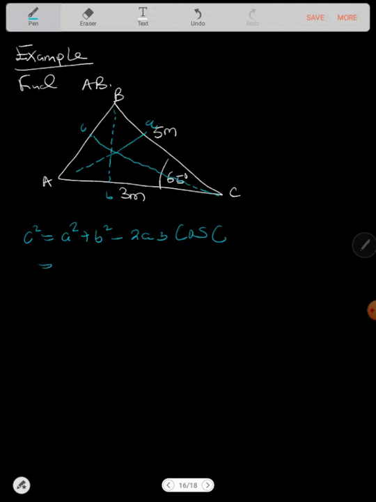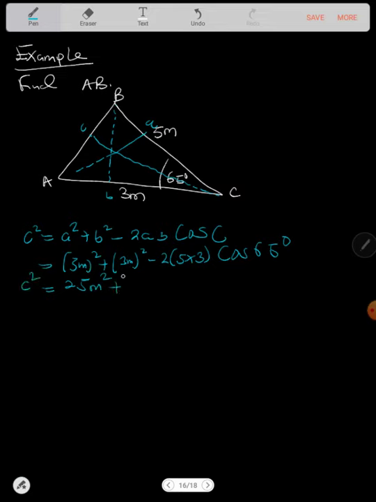Don't follow the steps I'm writing. So I'm going to say a is 5 meters squared plus b is 3 meters squared minus 2. a is 5, b is 3. Then cos C is just cos 65 degrees. 5 squared is 25 meters squared, plus this is 9 meters squared. 5 times 3, we get 15. 15 times 2, we get 30. So that is 30 cos 65 degrees.